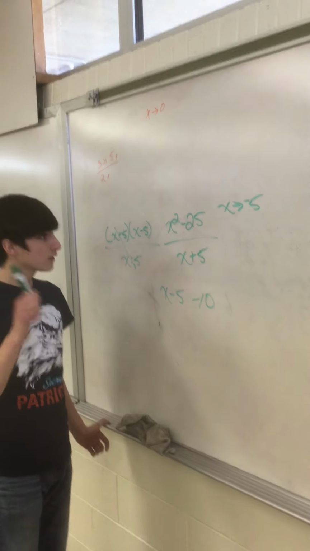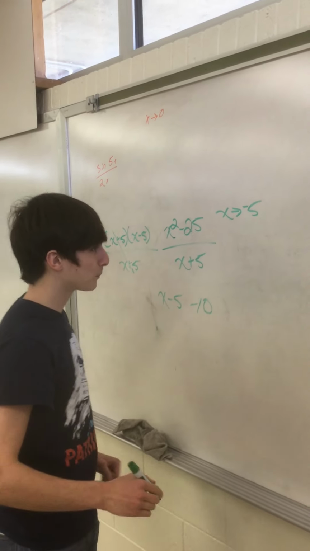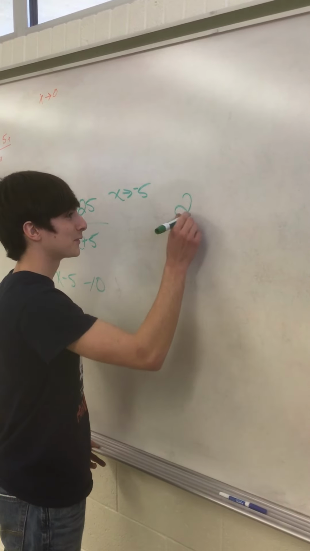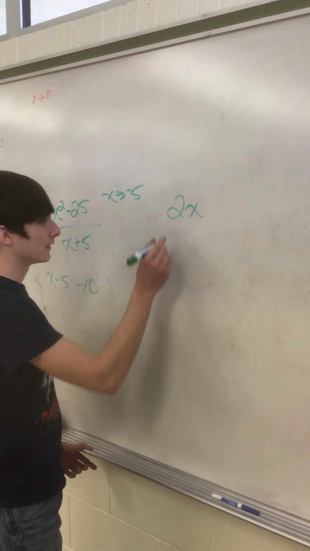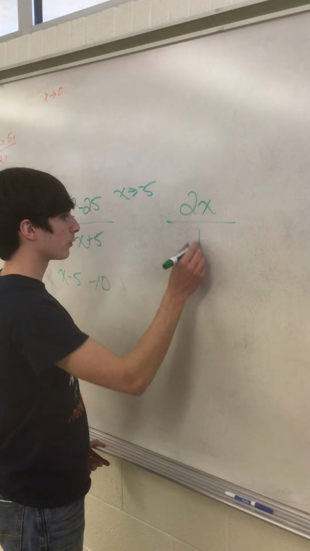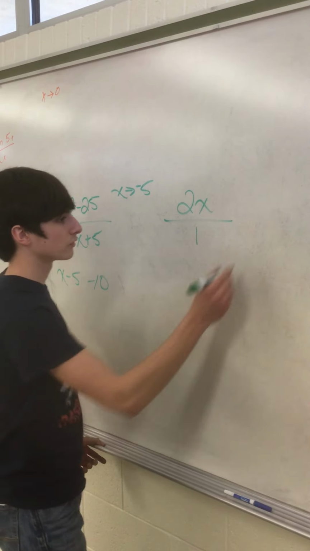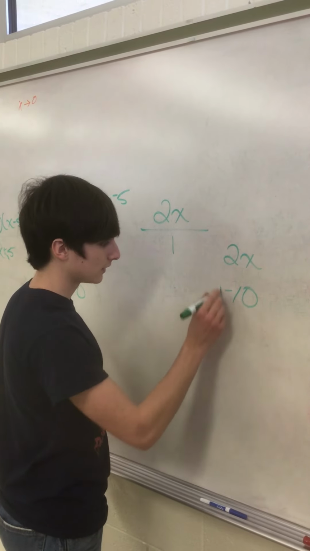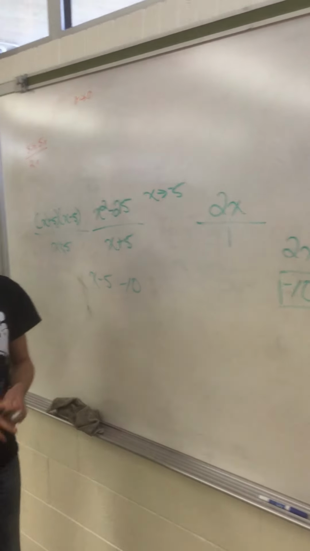But we can do it a different way with a guy called L'Hopital, because he's a cool cat. So what we do is we take the derivative. We do 2x, and then we do over 1. So then we do 2x, and then we plug in x, so it's negative 10. And it's golden. And that's called L'Hopital's.